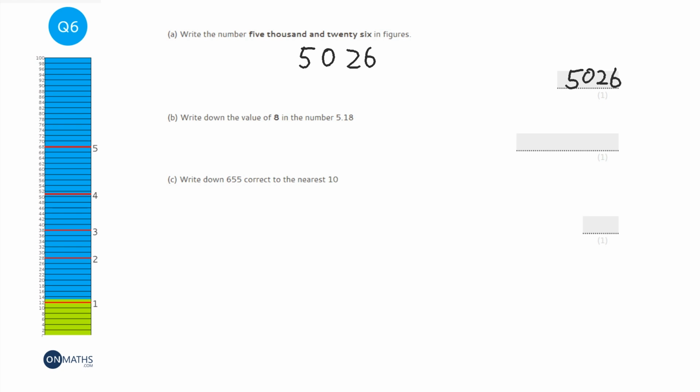Next question says, write down the value of 8. Now, if we remember, and let's just write the number a little bit bigger. This is our units column. This is our tenths column. And this is our hundredths column. So the value of the 8 is 8 hundredths.